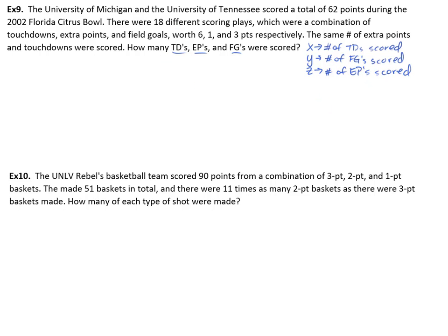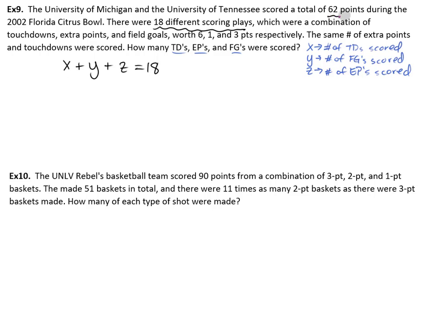So let's see what relationships we have between these where we can set some stuff up. I know that there were 18 different scoring plays. So that means however many touchdowns, field goals, and extra points, I'm not sure how many they made of each, but I know that adding them together, the number of touchdowns scored plus the number of field goals scored plus the number of extra points scored, all together has to equal 18 scoring plays. So there's my first equation.